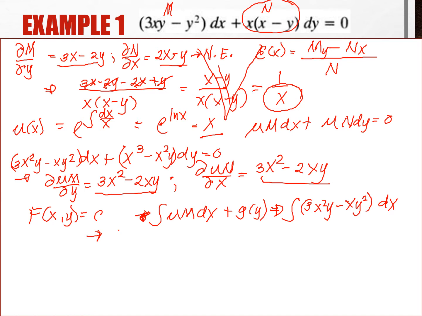So, x cubed y. This one is the integral of x squared over 2, okay, x squared y squared over 2, plus g of y.